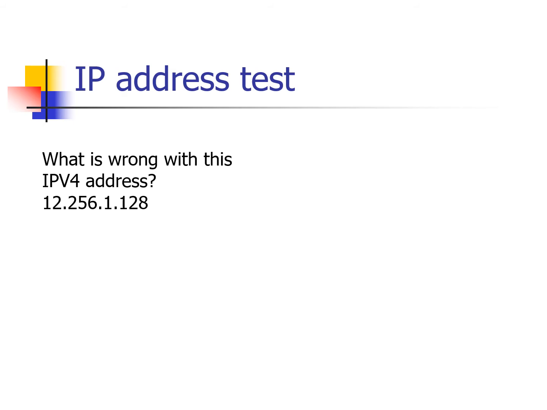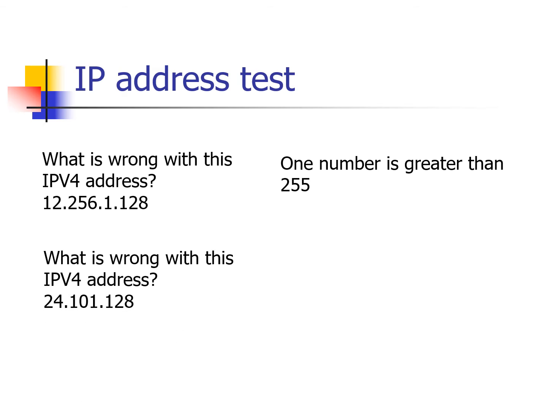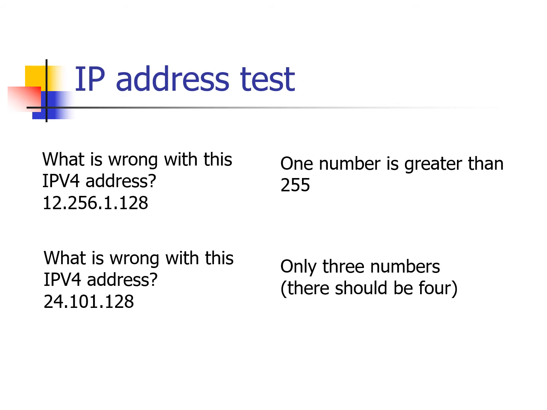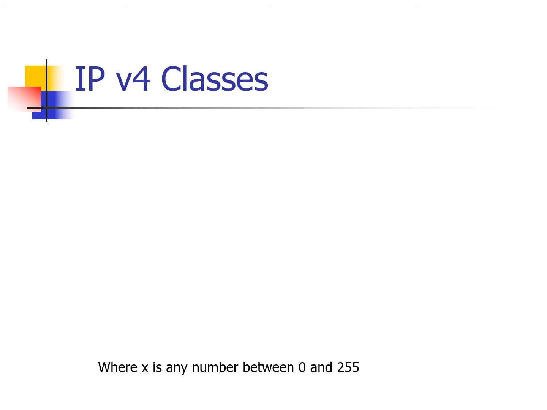Okay, so a little question for you. What is wrong with that particular IP version 4 address? If you haven't guessed already, there's a number greater than 255. We're only allowed 0 to 255. What's wrong with this one? If you haven't guessed, there's only 3 numbers. There should be 4 numbers separated by dots, not 3 numbers separated by dots.